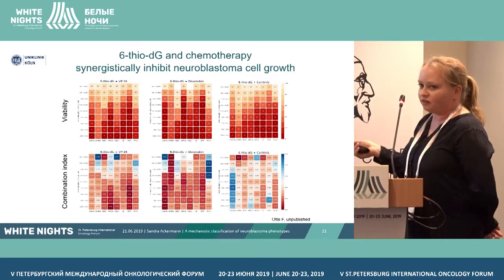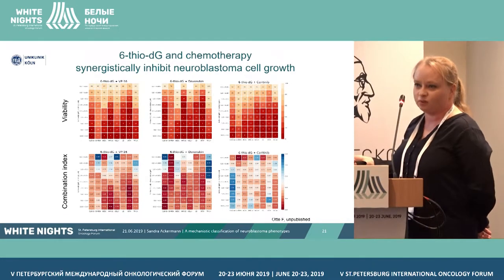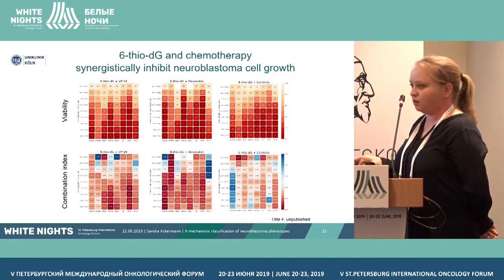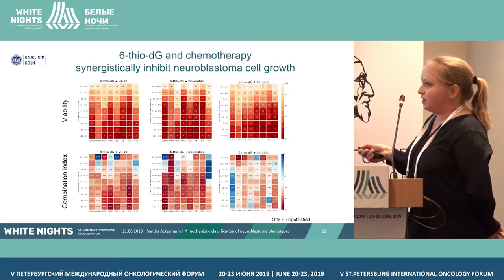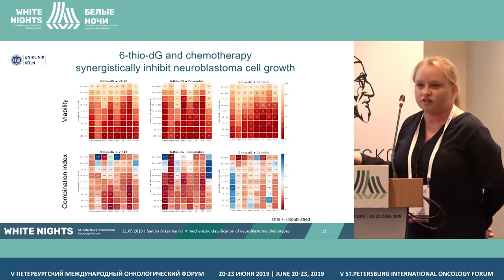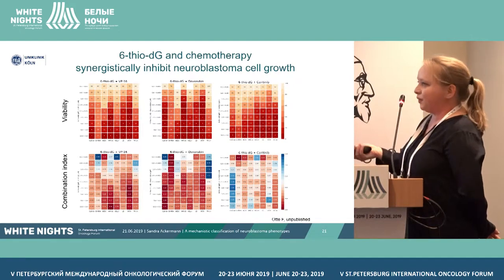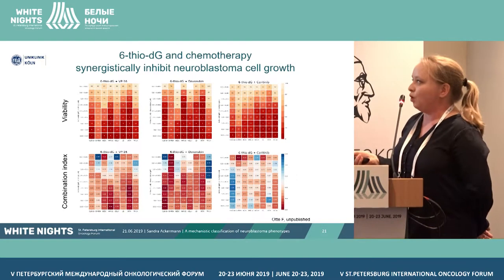Maybe we have to validate this, but maybe this is because one of the agents is already so potent. If the cells are dead, you cannot really add any synergy. But this is what we are working on at the moment.